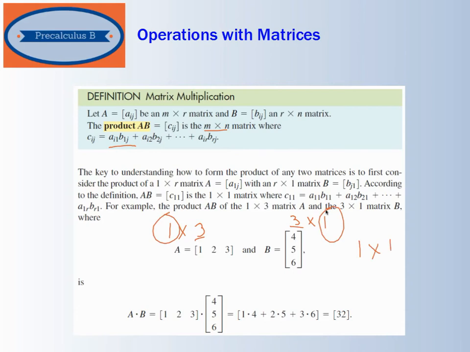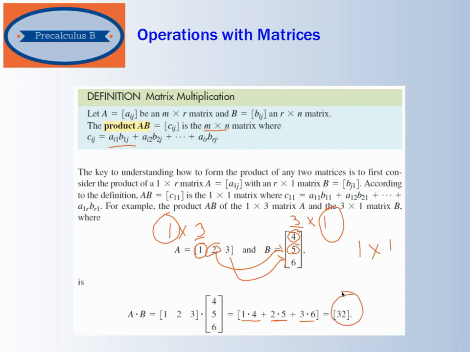Now we're going to take the 1 and multiply it times the 4. Then we take the 2 and multiply it times the 5. So the 2 goes with the 5, the 3 goes with the 6, etc. We do all of those pieces of multiplication, and then add all of the results. So 1 times 4 plus 2 times 5 plus 3 times 6, which gives me 32, and 32 is going to be in a 1 by 1 matrix.